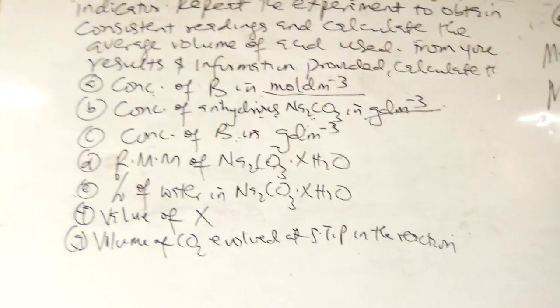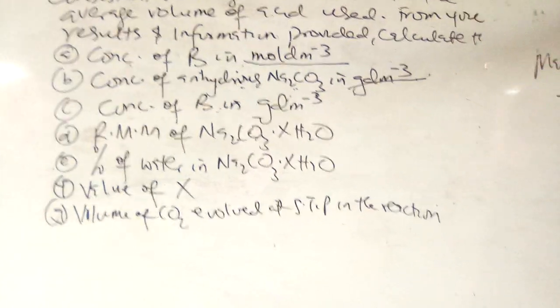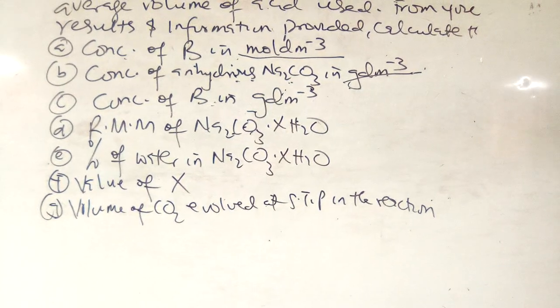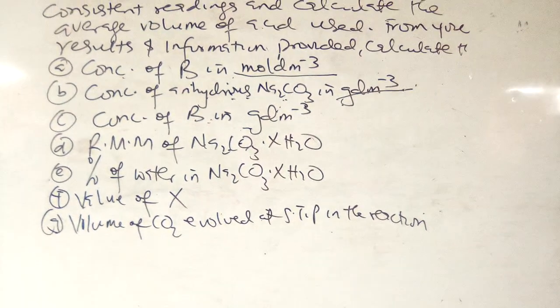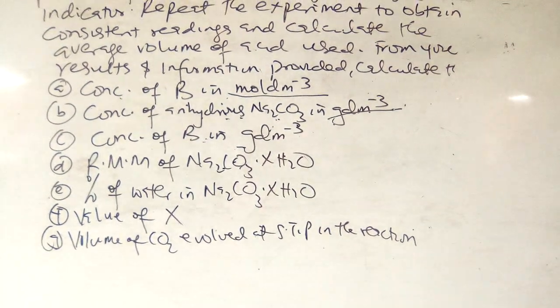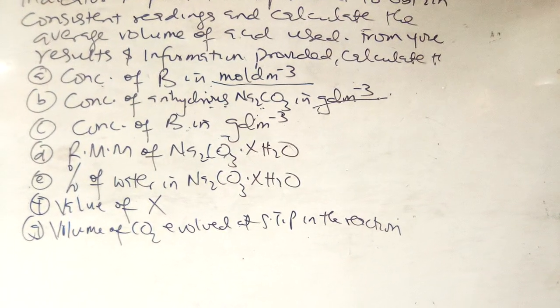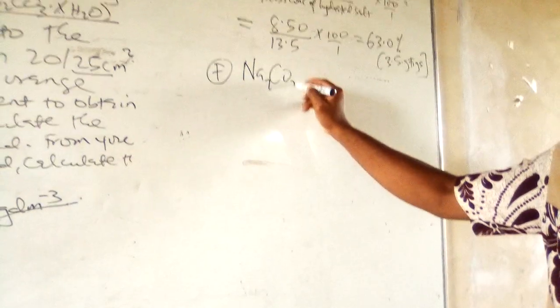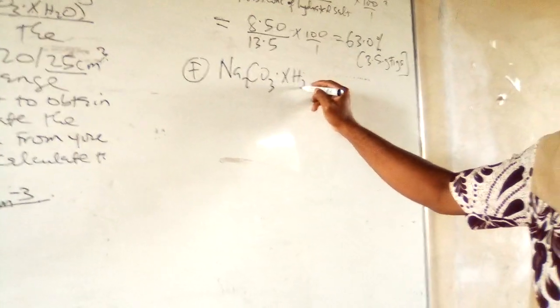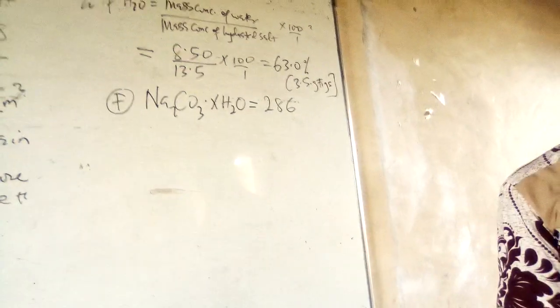Then you are now asked in number F, find the value of X. X represents the number of molecules of water of crystallization. What you do is you equate these substances to the molecular mass, which you calculated in question number D, which you got as what? 286.